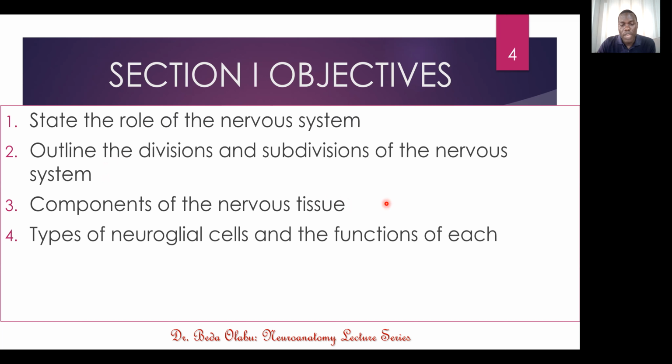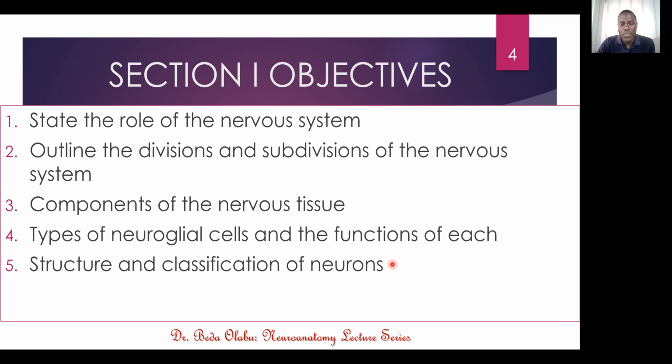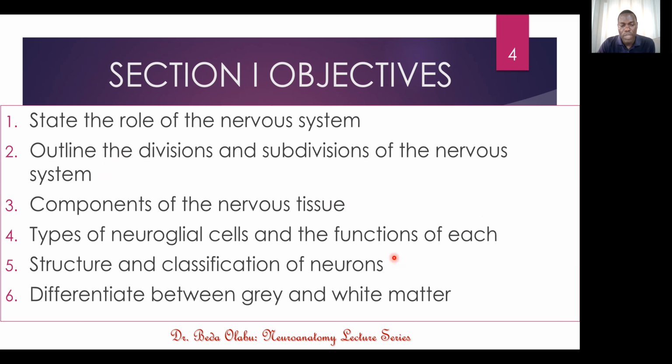We'll also look at types of neuroglial cells and their functions. Again, you remember you've done that one, so it will just be in passing. Number 5, you've also done. Again, we'll do it in passing: structure and classification of neuron. But perhaps something you've not done that we'll also do is to differentiate between gray matter and white matter. So this is what this first part of the lecture entails.